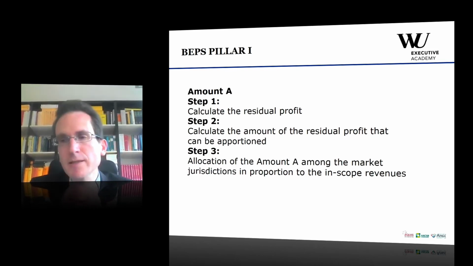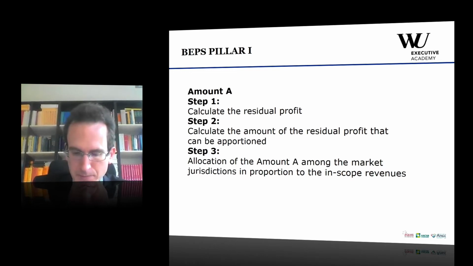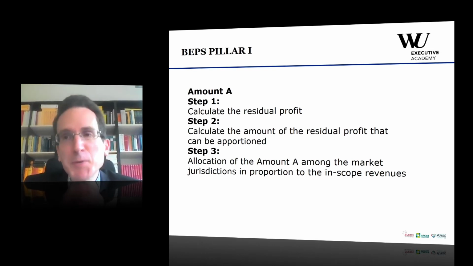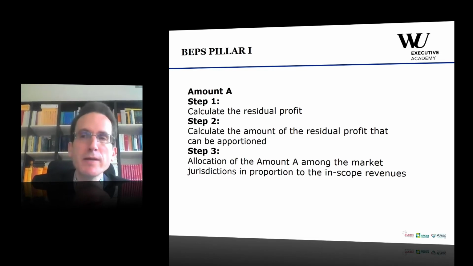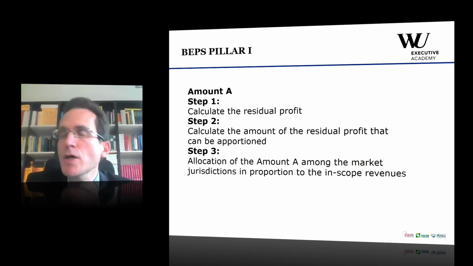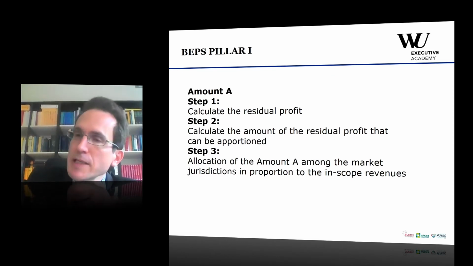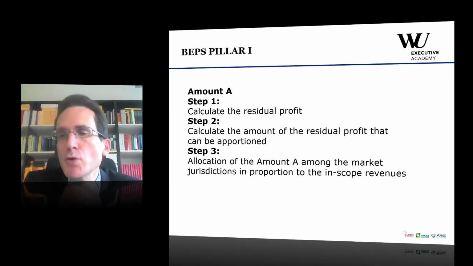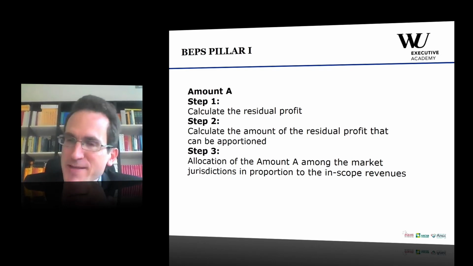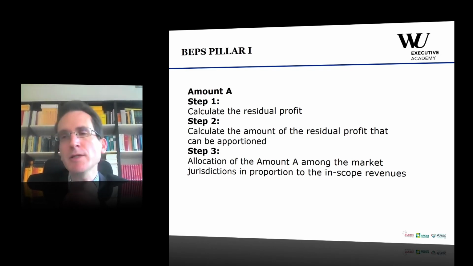And then a certain part of this residual profit will be allocated among the market jurisdictions. It's not yet 100% clear what this reallocation percentage will be. It's around 10-25%. There we still need to find a compromise. So a certain amount of the residual profit will be allocated to the market jurisdiction, and then we just have a proportion. What is the amount of in-scope revenue? That means the amount of automated digital services which are provided in this country, divided by the total of the digital services worldwide. And this is called nexus. This is the part that the market jurisdiction gets.